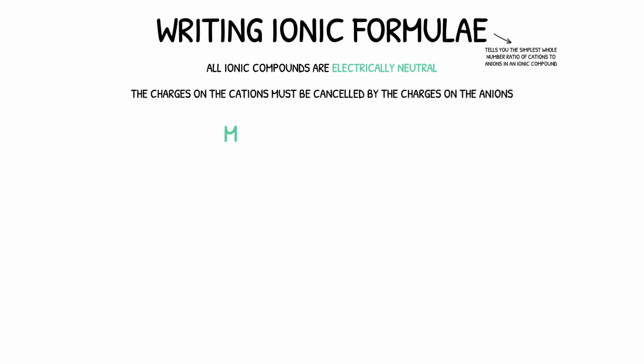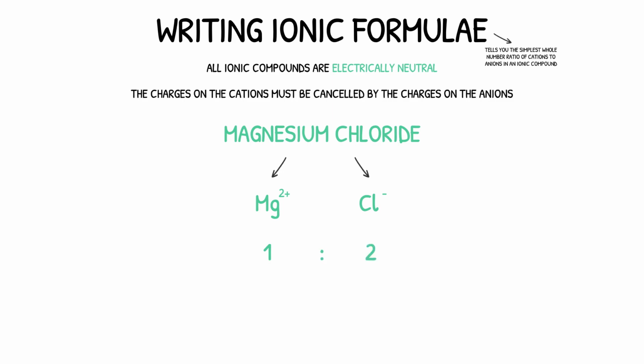For example, magnesium chloride is made up of the ions Mg2+ and Cl-. If these two ions were in a 1-to-1 ratio, the charges would not balance, as there is still an extra +1 charge from the magnesium ion. To balance these charges, you would need 1 magnesium ion for every 2 chloride ions. This ratio is then used to write the ionic formula for magnesium chloride, which is MgCl2.